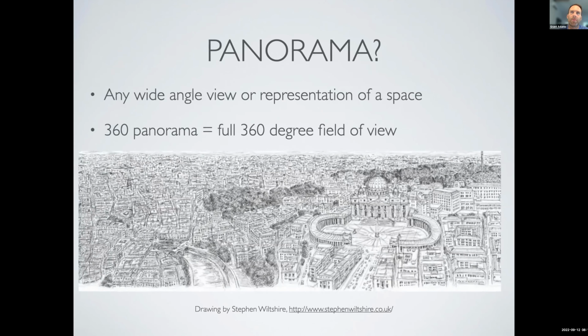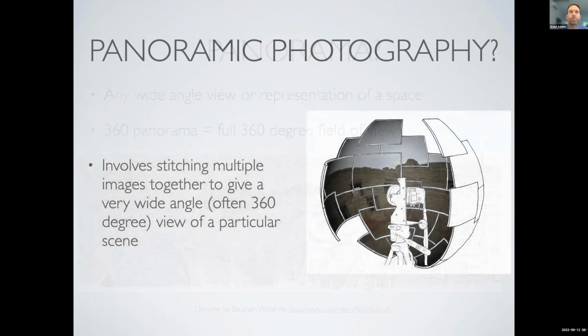So what is a panorama, fundamentally? It's a really wide angle of view or representation of a space. What's considered a 360 panorama is essentially a full 360-degree view. Now, that could be a 360-degree view horizontally, or it could be a full 360 both horizontally and vertically. Fundamentally, panoramic photography involves stitching multiple images together to create this very wide angle.